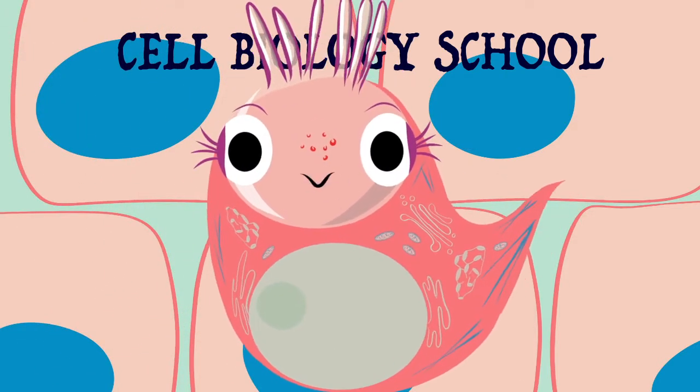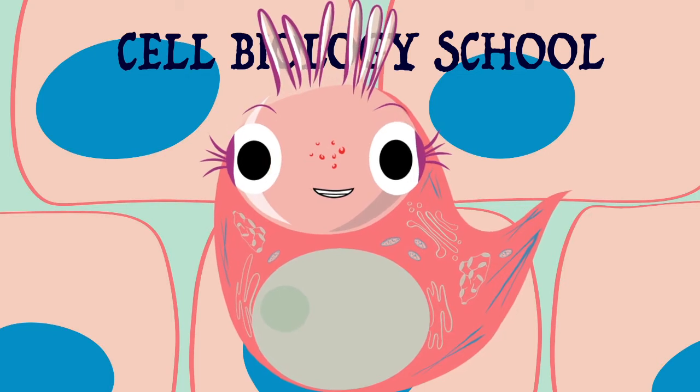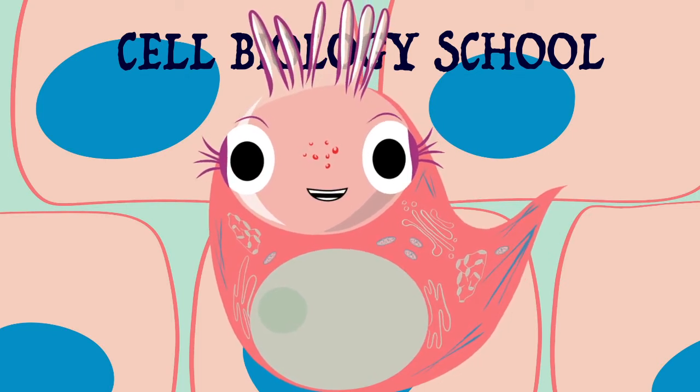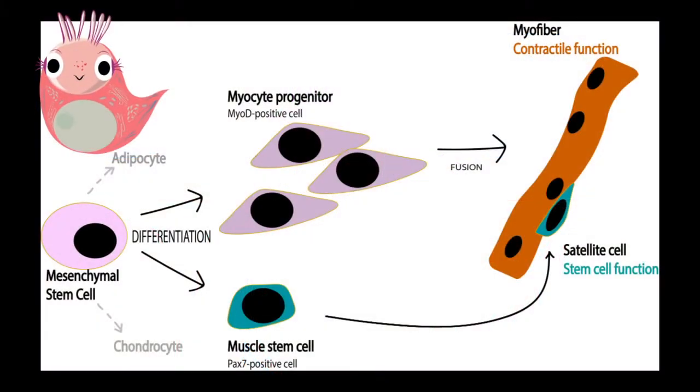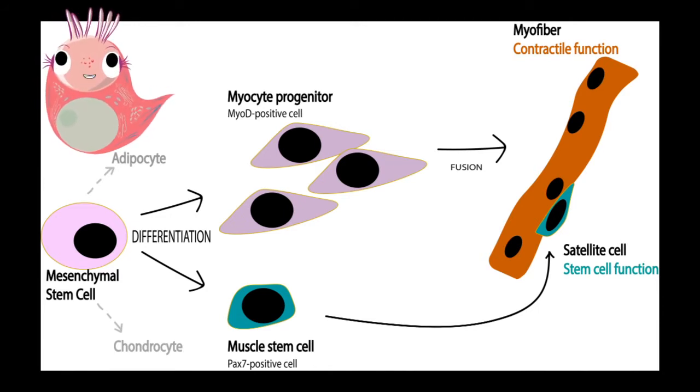Hey, hello students! We talk about these differentiation markers, but what are they exactly? Let's see this together. Now, we will take two examples. The first one is muscle cell differentiation. I take this one because it's pretty easy to understand and it is a clear illustration of differentiation markers, but the same principle applies to any type of differentiated cell.